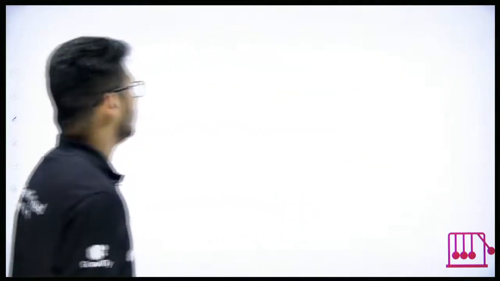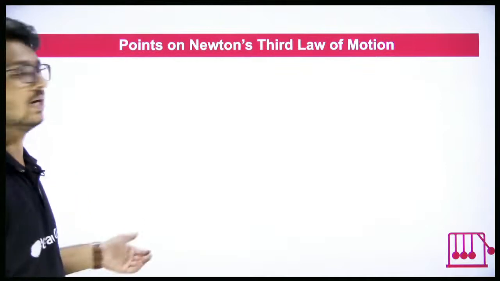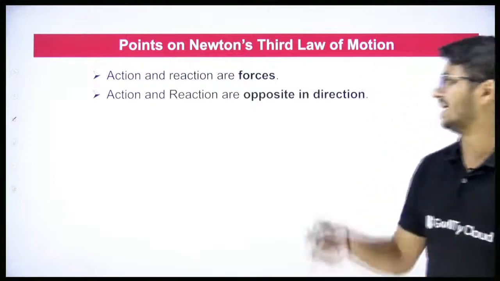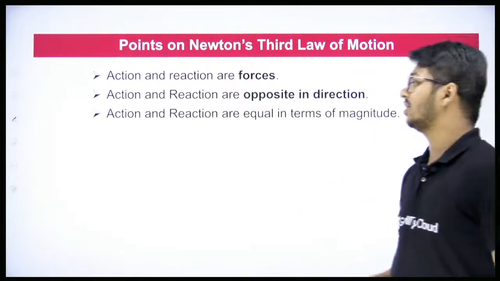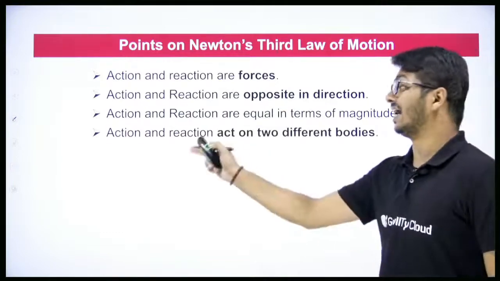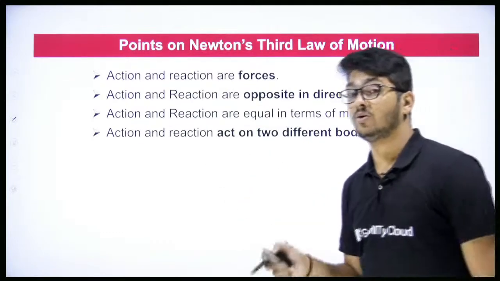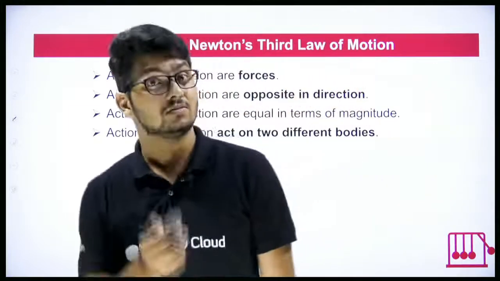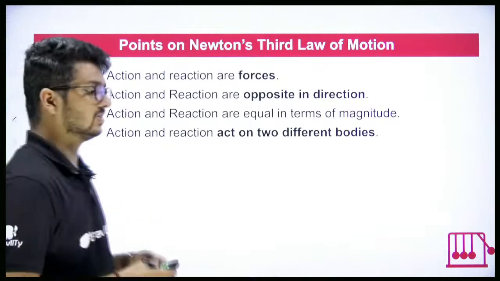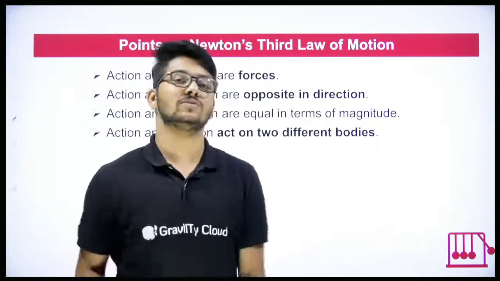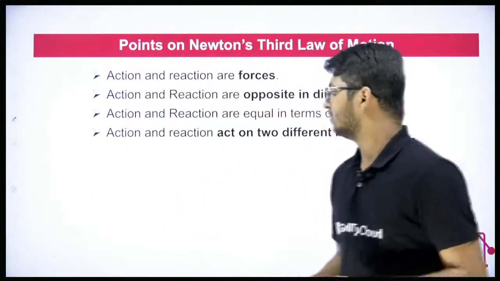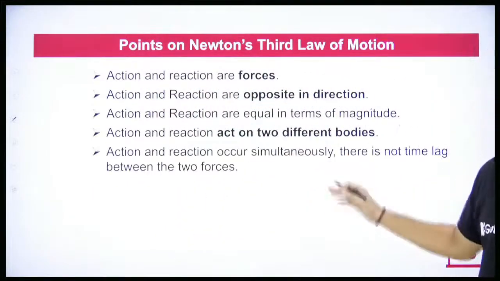And then we learned a few points regarding Newton's third law of motion. One is action and reaction are forces. Action and reaction are opposite in direction. Action and reaction are equal in terms of magnitude. Action and reaction act on two different bodies. Very, very important. If one force acts on object 1, the other force will act on object 2. Two different bodies. Then they occur simultaneously.